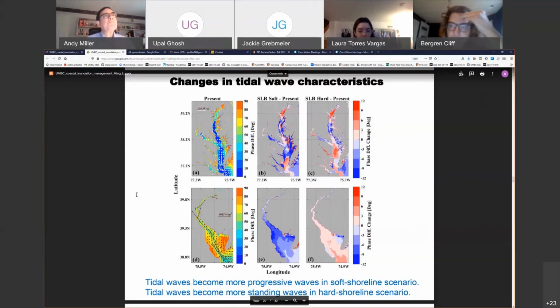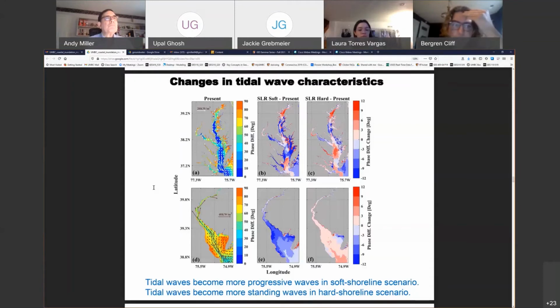So if you have a soft shoreline, the phase lag is even lower. Here there's a little reflection, but with soft shoreline, you allow a lot of waves to become more progressive-like, so they can spill out sideways. On the other hand, if you have a hard shoreline, you make this more like a standing wave, so the waves get amplified. Same story here in Delaware Bay.